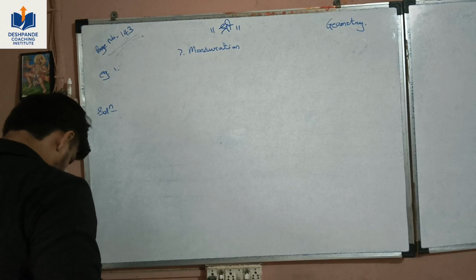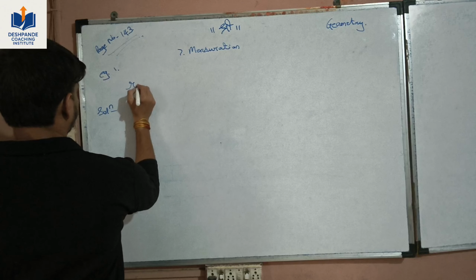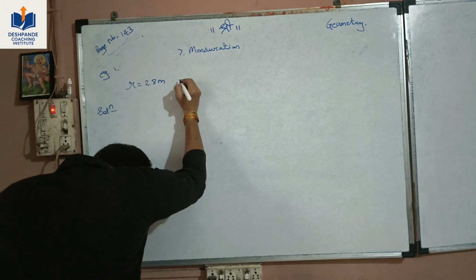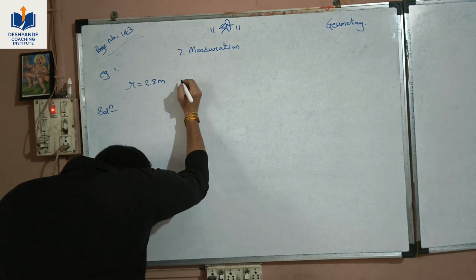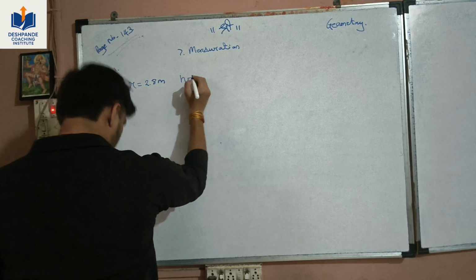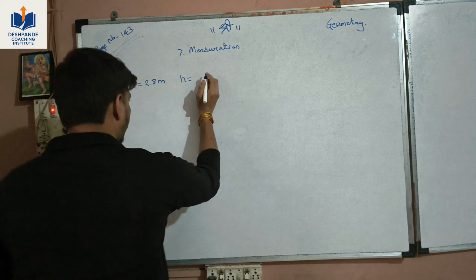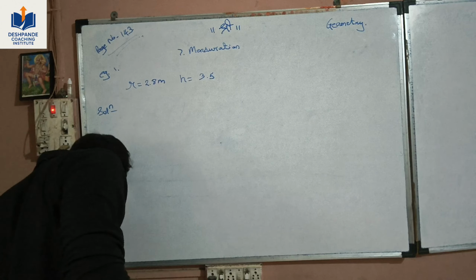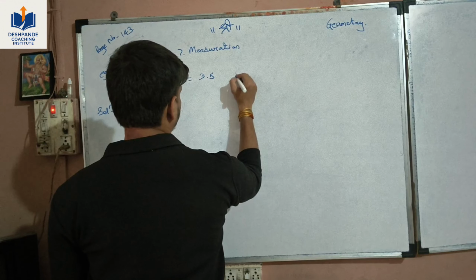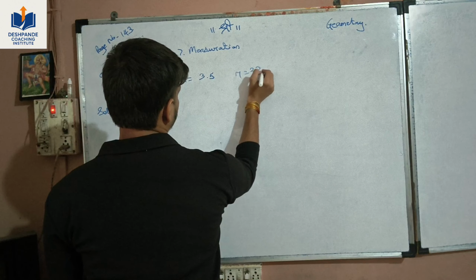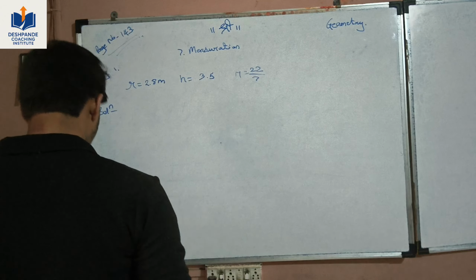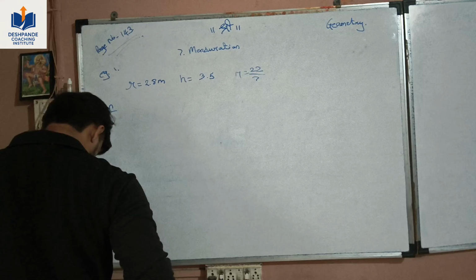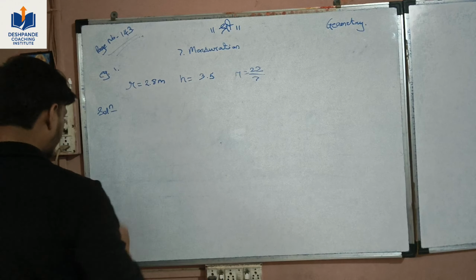So what is given? The radius is 2.8 meter, and the height of the cylindrical water reservoir is 3.5 meter. In the end, the value of pi is given, which is 22/7. So this is the given, and now we solve the question. First, the capacity of the water reservoir.